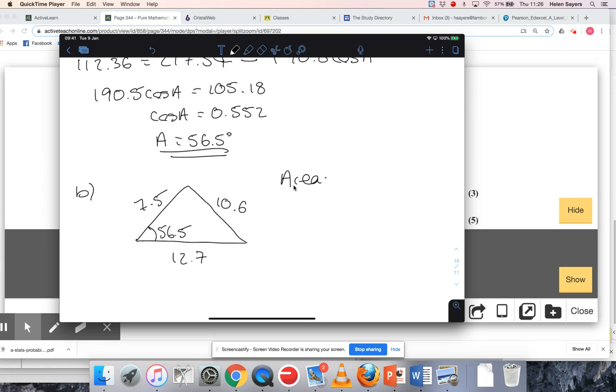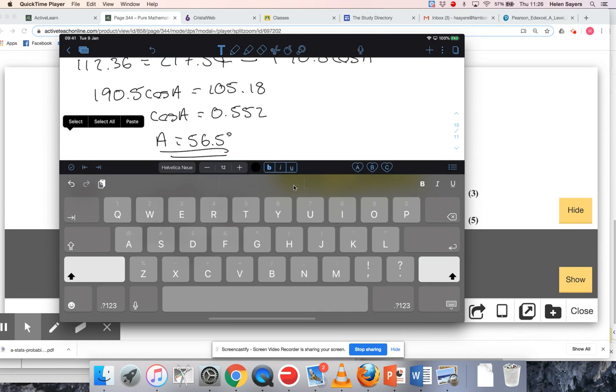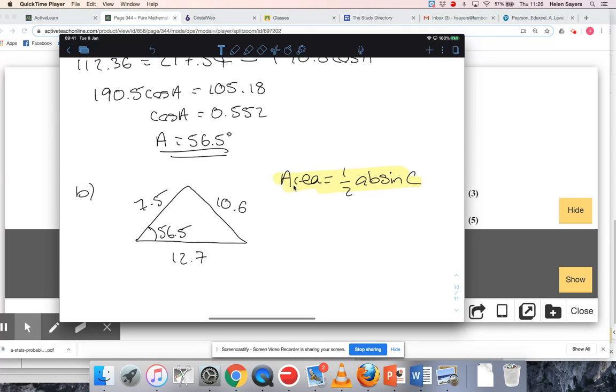So area is half ab sine C. Please, please, please don't be faffing around with trying to do half base times height. You must get that formula learned. You're making life so much more difficult if you're not just using that. Oh, God. Okay. For goodness sake. Right.